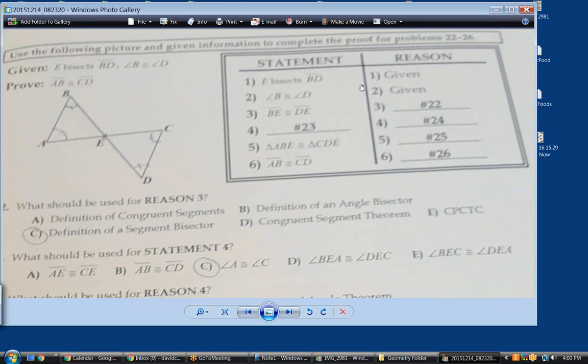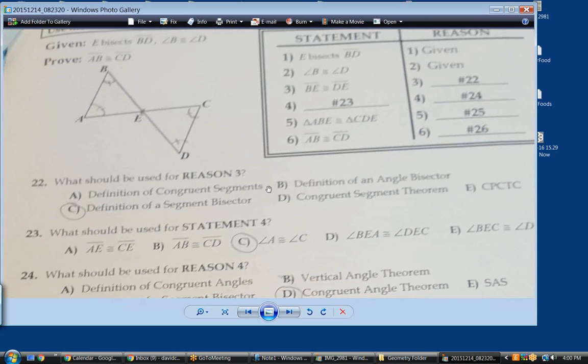In other words, they give you the given and the two-column proof, but they want you to figure out what reason number three is. And reason number three is question 22, which is a multiple choice question. So you don't have to come up with the reason for number three. You just have to find it amongst these five choices. I don't know if that's going to make it easier or harder. No, it'll make it easier, trust me.